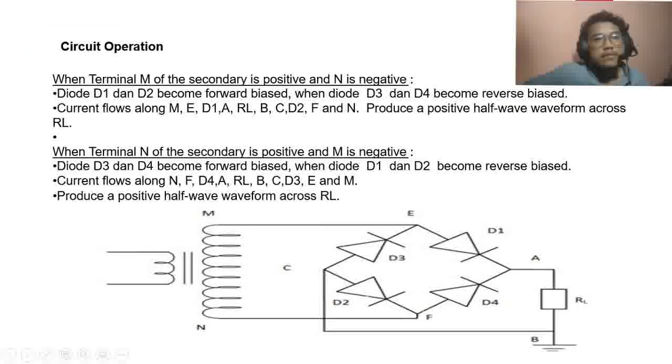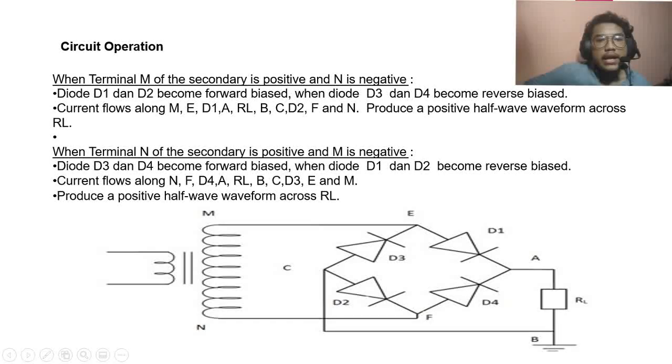The bridge rectifier circuit operates as follows: when terminal M of the secondary is positive and N is negative, diodes D1 and D2 become forward biased, while diodes D3 and D4 become reverse biased. A current flows along M to E to D1 to A to the load resistor to B to C to diode D2 to F and to N. This produces a positive half wave waveform across RL.